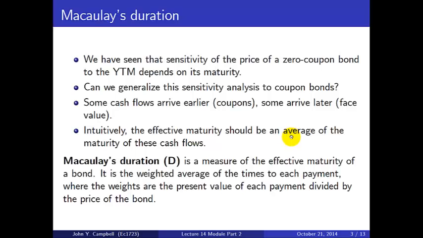So Frederick Macaulay had the clever idea of calculating a weighted average of the times to each payment, where the weights are the present value of each payment divided by the price of the bond.